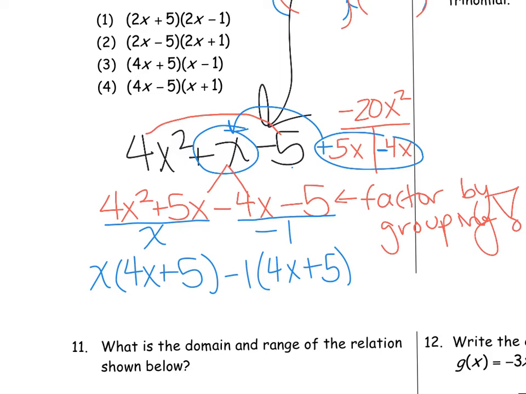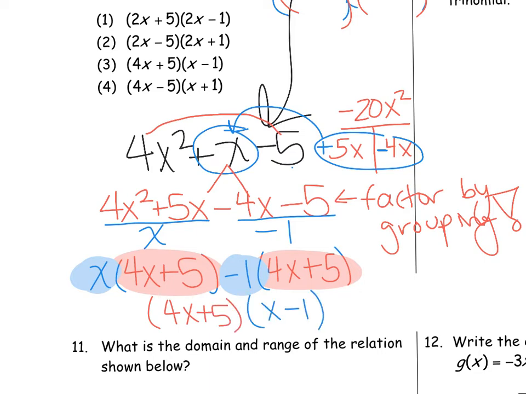Now that I have divided out by the GCF, I can group my terms. So I have 4x plus 5, which matches inside the parentheses of 4x plus 5. If they don't match, you did something wrong. And then I have x minus 1 left. So now I'm just going to group them. I have 4x plus 5, that gets multiplied by x minus 1. And we are done. So that is answer choice 3.